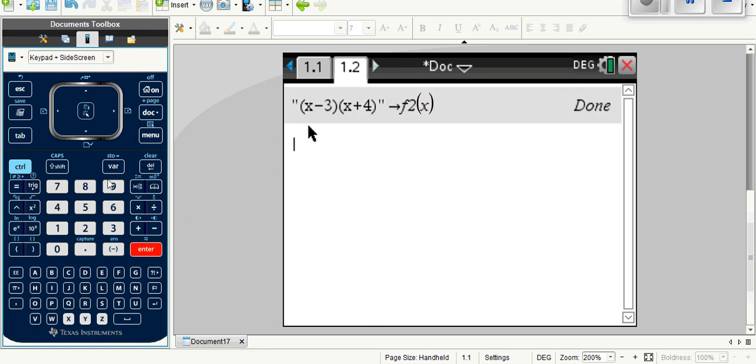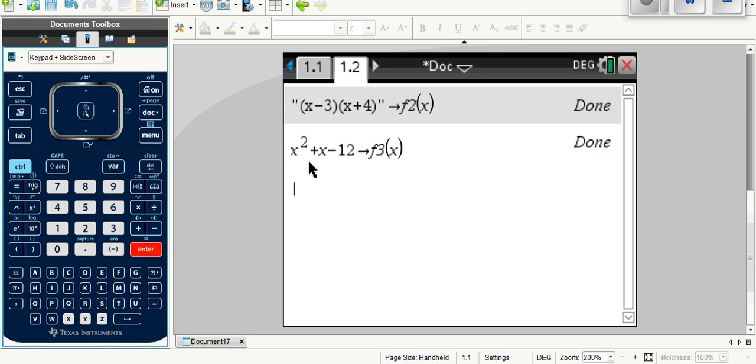So what that does is it stores it in the graphing page. But now we're going to solve this. We're going to put this in standard form. So this would be x squared, right? What's 4 minus 3? That's 1x, so plus x. And then what's 3 times 4? Negative 12. Right. So that I can store it into f3 of x.